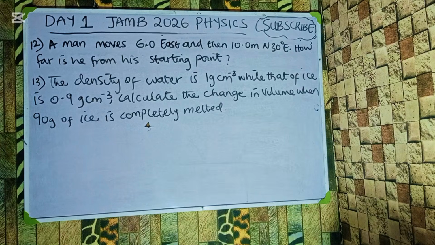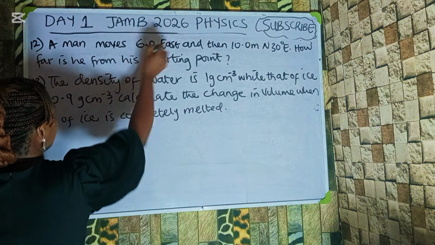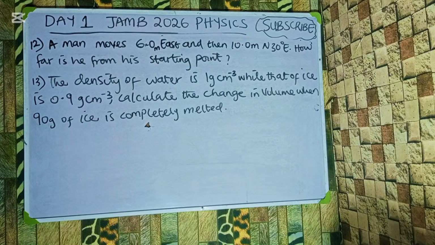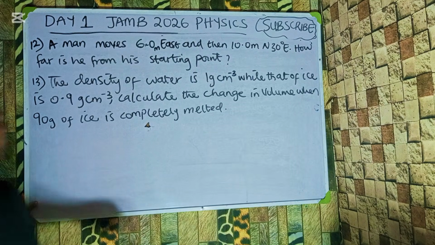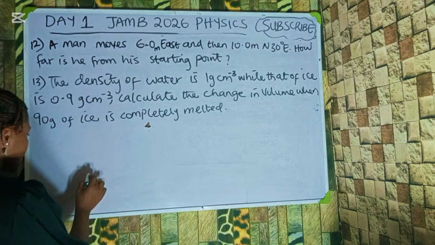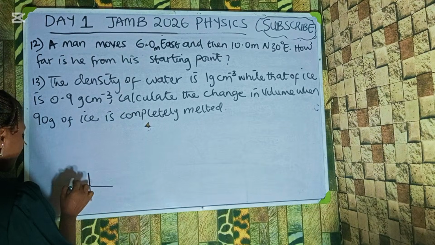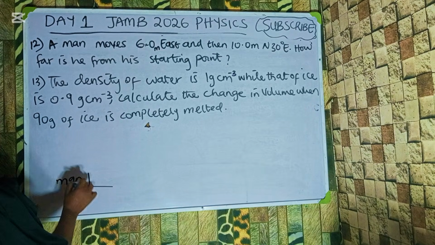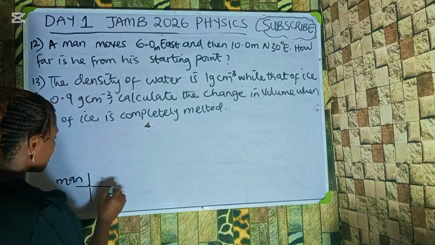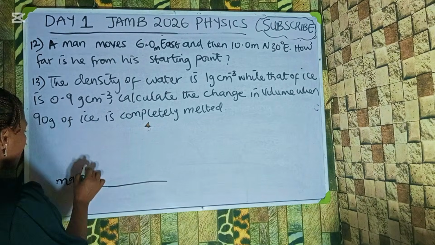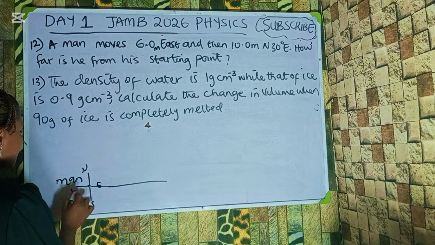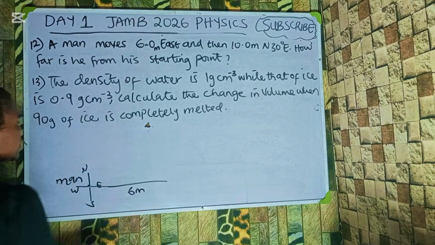Question 12. A man walks 6.0 meters east, and then 10.0 meters 30 degrees north of east. How far is he from his starting point? This question is under vectors. If I draw the four cardinal points, this is the starting point of the man, and he walks 6.0 meters east. So this is north, east, south and west, and this is 6 meters.